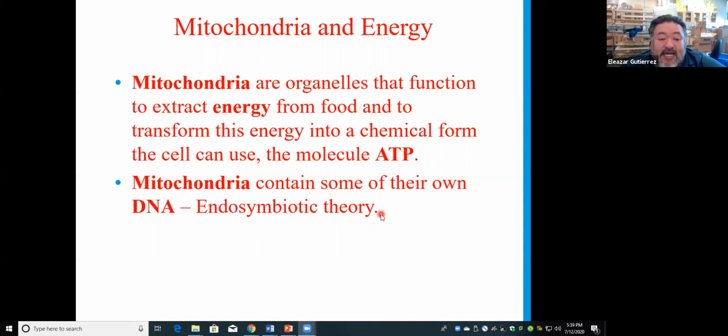Okay, so again, to recap, both mitochondria and chloroplasts have some of their own DNA. It has not all migrated to the nucleus, and as a consequence, that implies that there were once free living organisms. And this concept is called the endosymbiotic theory. Very, very neat.